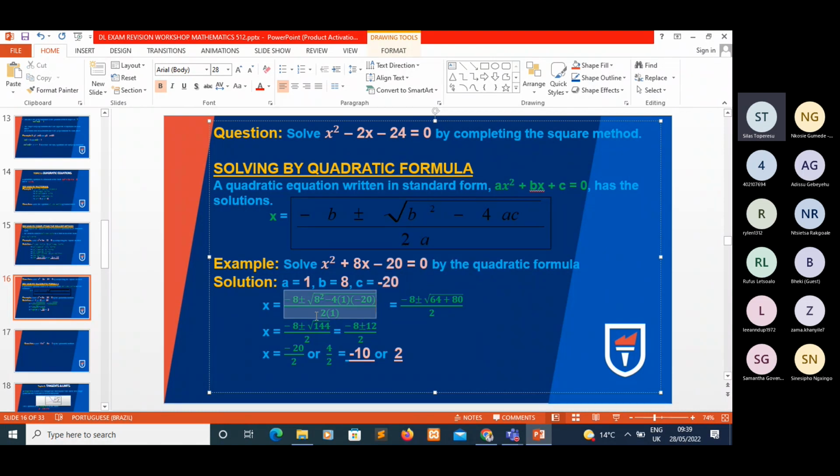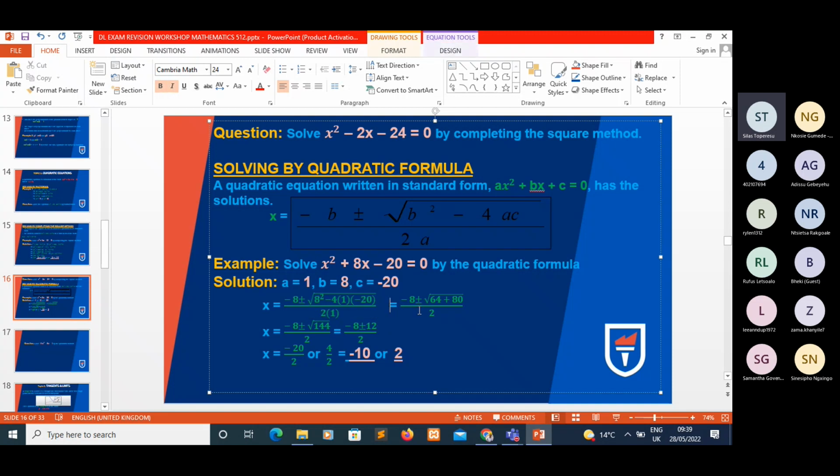So now you can simply substitute into your quadratic formula, which is minus B, which is minus 8, plus or minus the square root of B squared, which is 8 squared, minus 4AC, A is 1, then C is minus 20, all divided by 2 times A, which is 1 here. That's what I'm doing here, putting all those values into my quadratic formula.